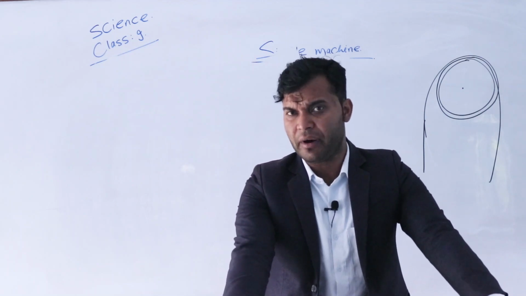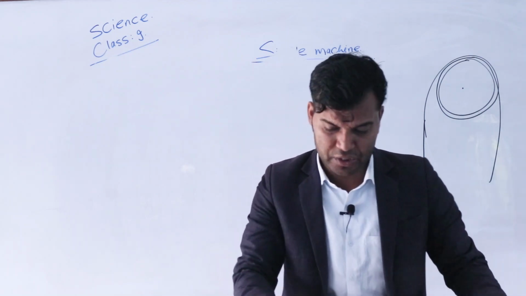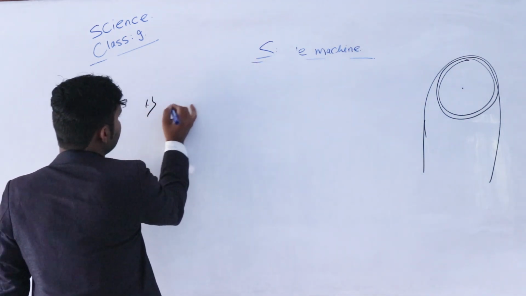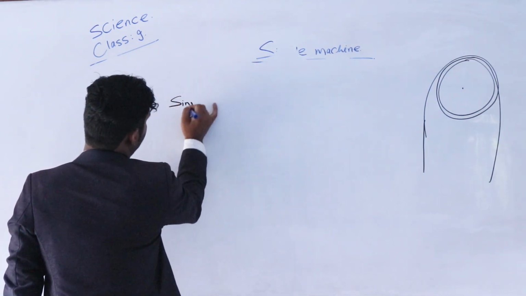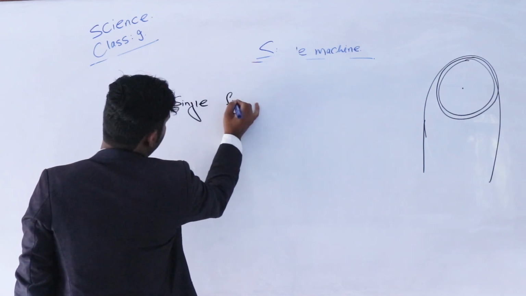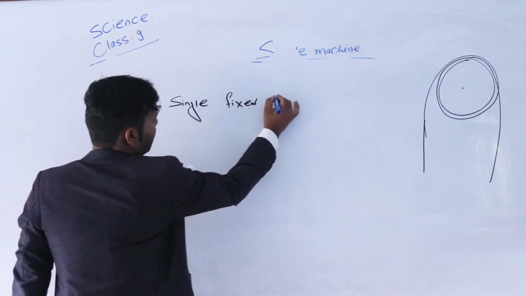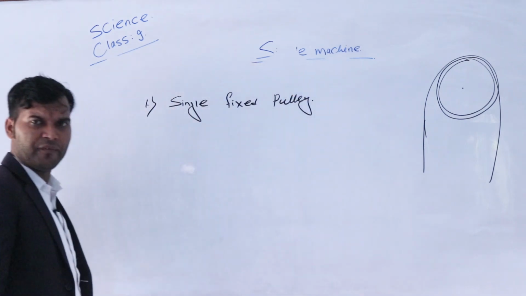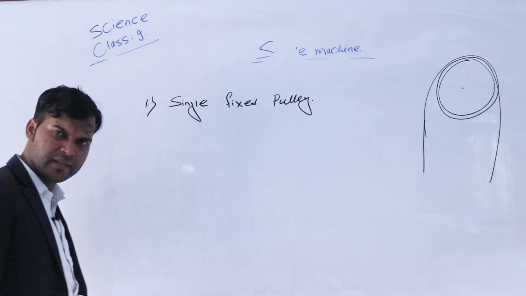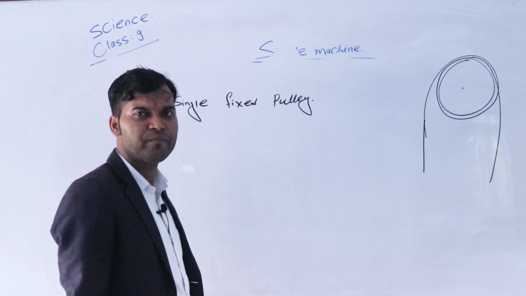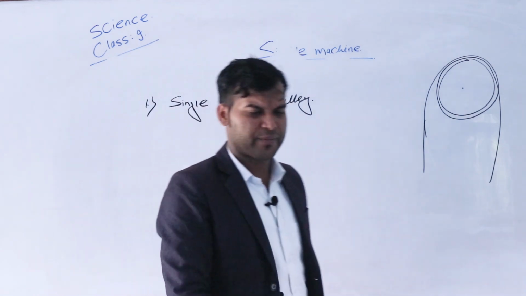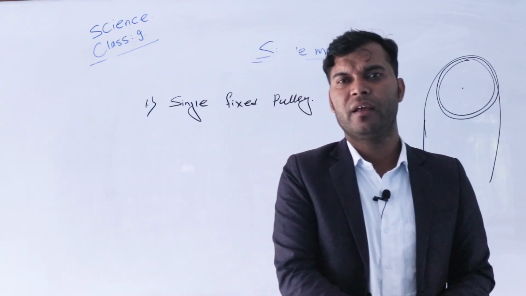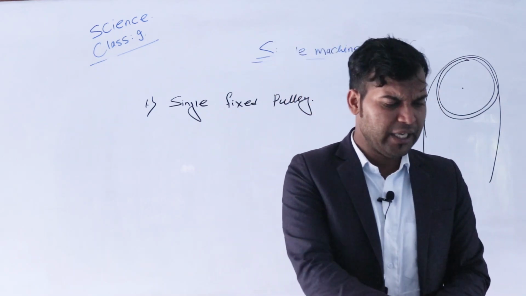The pulley can be categorized into three groups. First one is the single fixed pulley. What is the single fixed pulley? What type of pulley is called the single fixed pulley?